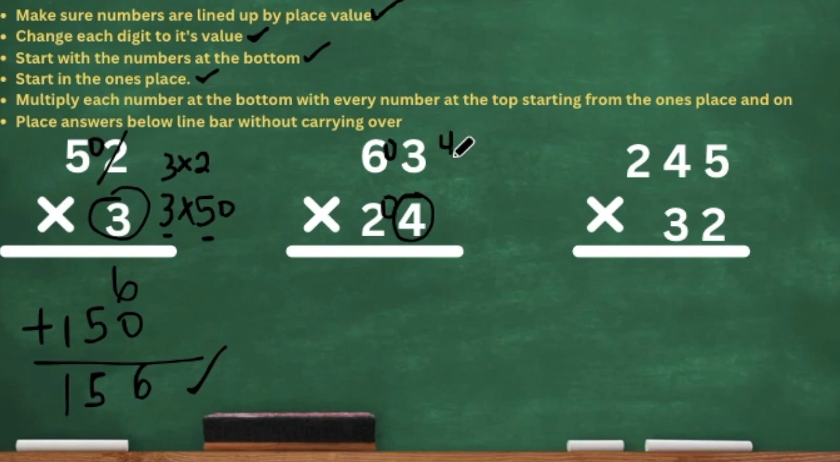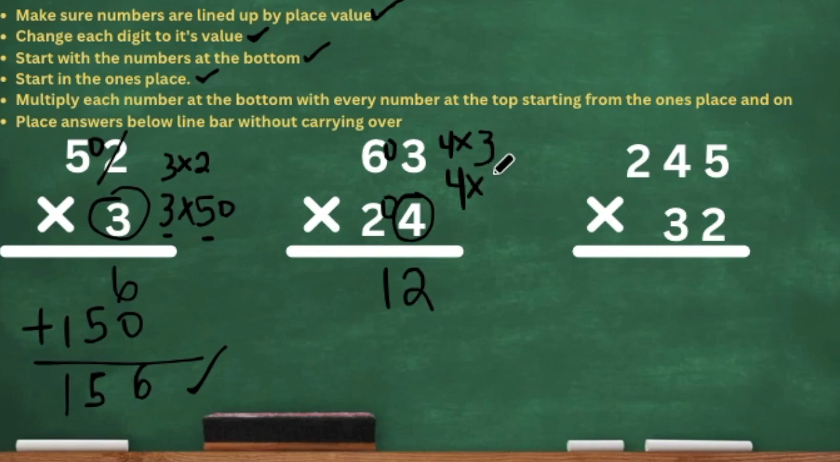So first we're going to take the 4 and multiply it by 3. 4 times 3 is 12. Good, so we're going to place the 12 there. Now we did the 4 times the 3, so now we're going to do 4 times the 60. I'm going to write that out, 4 times 60.